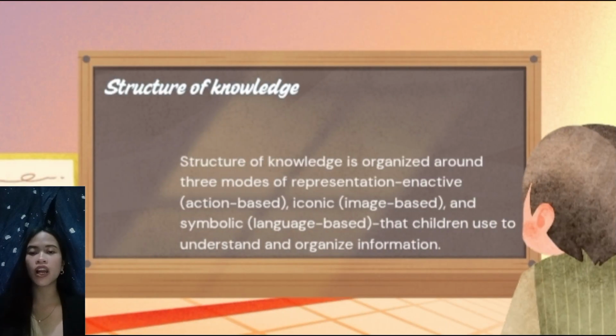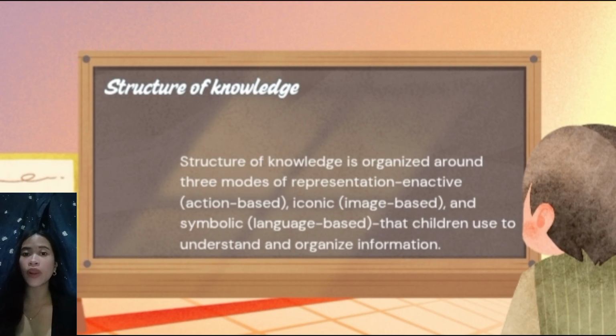Second is structure of knowledge. It is organized around three modes of representation: the enactive, iconic, and symbolic, that children use to understand and organize information. As I discussed earlier, enactive is through actions and doing things, iconic is through images and pictures, and symbolic is through words, numbers, and symbols. Bruner's theory emphasizes that knowledge is not just a collection of facts, but a structured and organized system that we can understand and build upon.